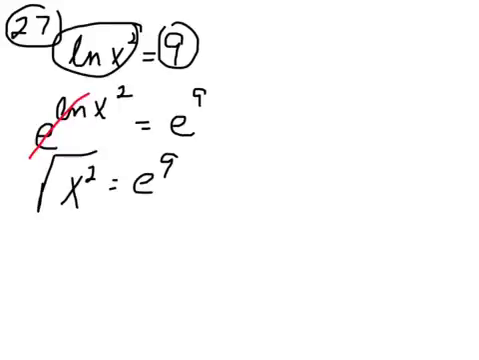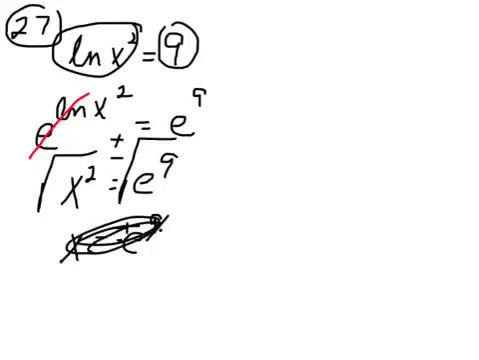So if I square root both sides to get x by itself, remember, as soon as I square root, I need to put a plus or minus on it. I get plus or minus the square root of e to the 9th. Okay, so let's deal with that. There's got to be a better way to look at it than that.